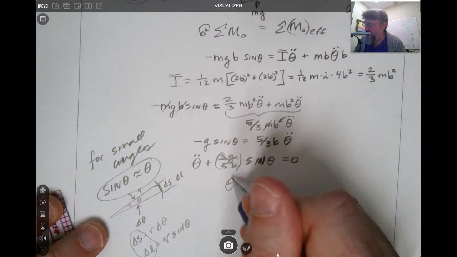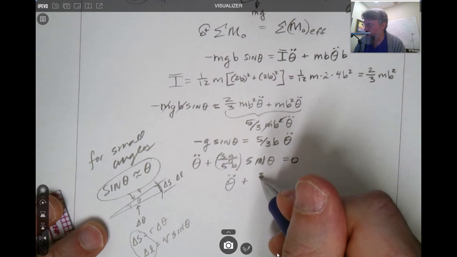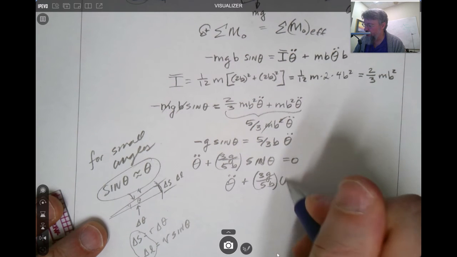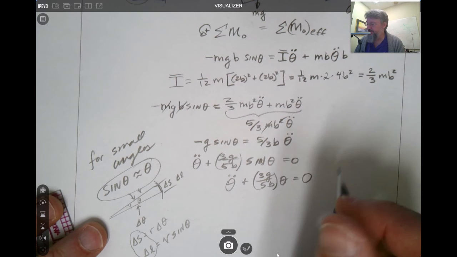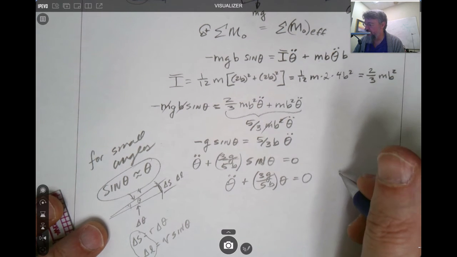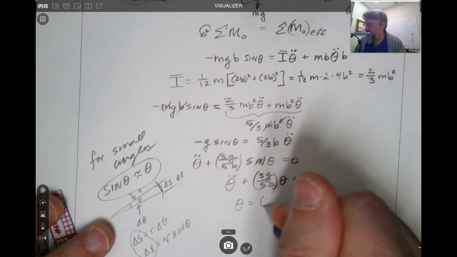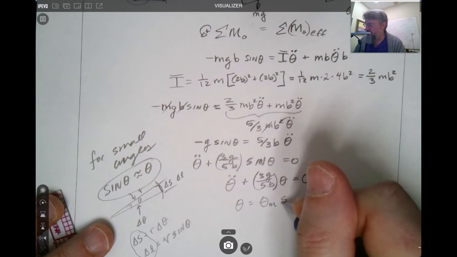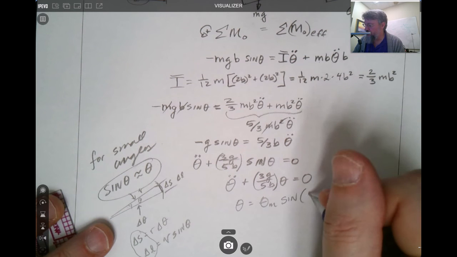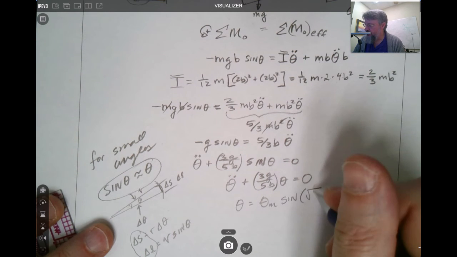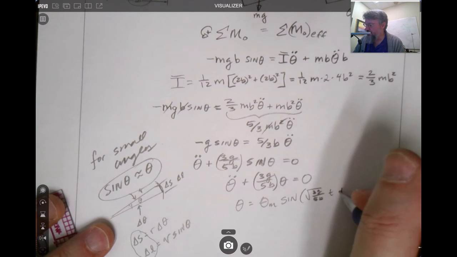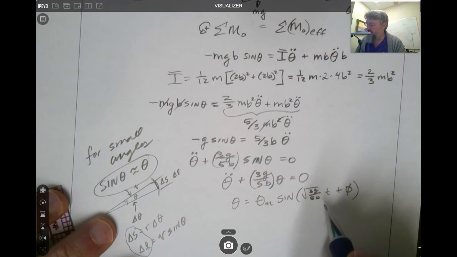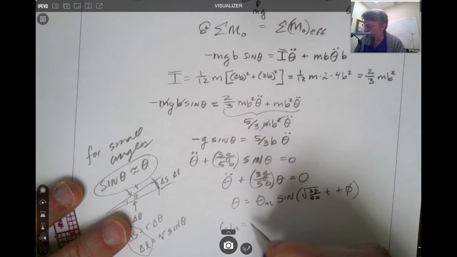So now that we have 3g over 5b theta, we have this ordinary differential equation. We know that the solution of it is going to be of the form theta equals theta m times the sine of the square root of 3g over 5b times t, and then some phase angle in here. What this is, we have the natural frequency is the square root of this term.